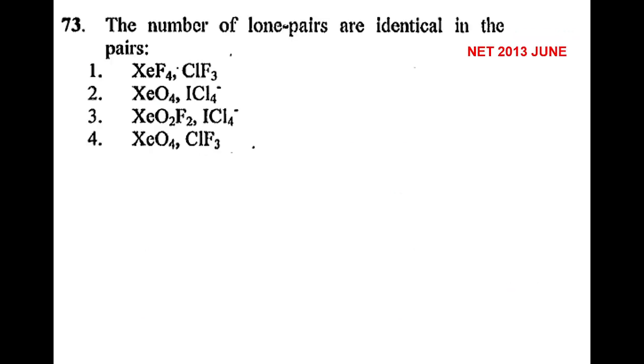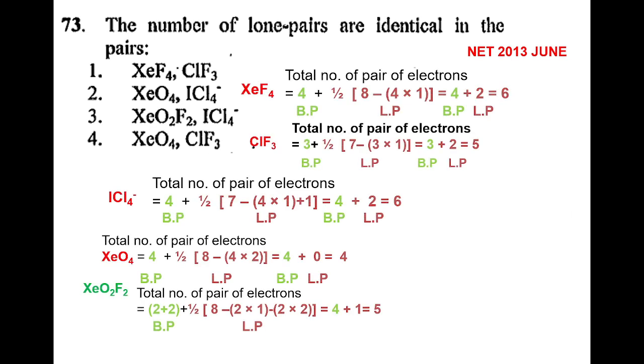So listen, next we will talk about which pairs have an identical number of lone pairs, that is, the pair in which the two molecules have the same number of lone pairs. So we'll discuss the shape of the molecules and the number of bond pairs and lone pairs of electrons present in these molecules. In XeF4, 4 bond pairs, 2 lone pairs.